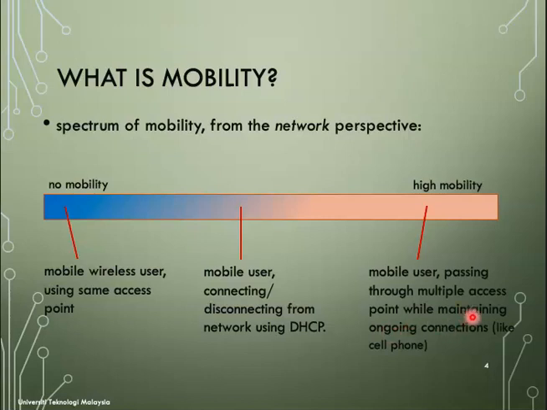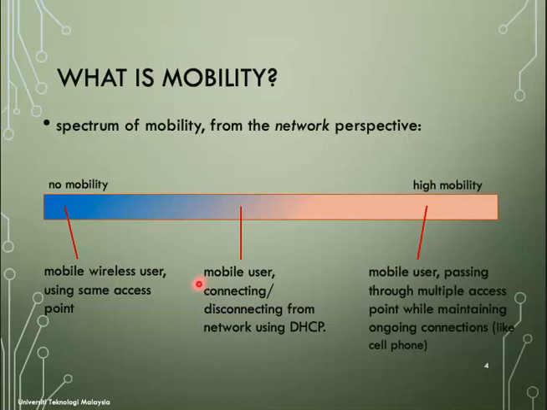Okay, another example is a user who takes a laptop from one location, for example from your office, into another, for example a coffee shop or classroom, and wants to connect into a network in the new location. So this user is also mobile from the network perspective. So we can see the difference between the mobility of the user from the network perspective. Even though that user is using a mobile device and moving within the building, it can be considered as no mobility because they are using the same access point.